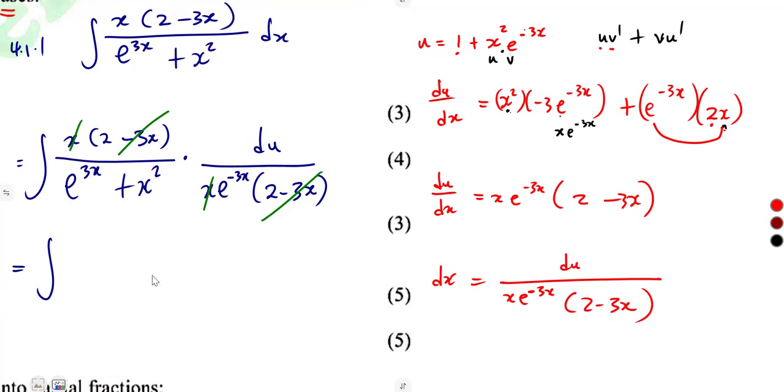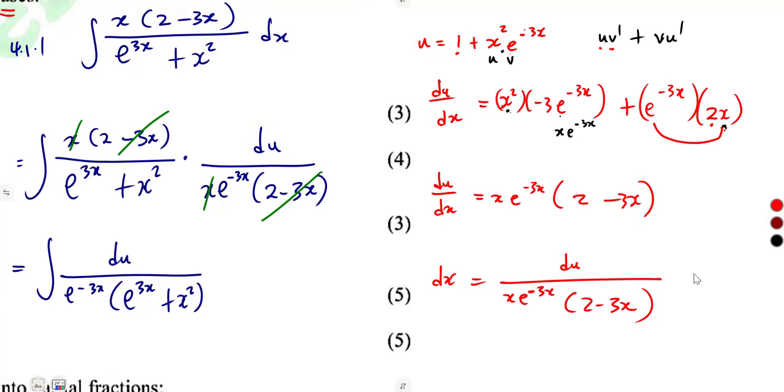du in the numerator over this e to the exponent of minus 3x multiplying this expression. This is an expression, so it must multiply. So you simply open the bracket: e to the exponent of 3x plus x squared. This is what we have. We must integrate with respect to u, but we still have x.